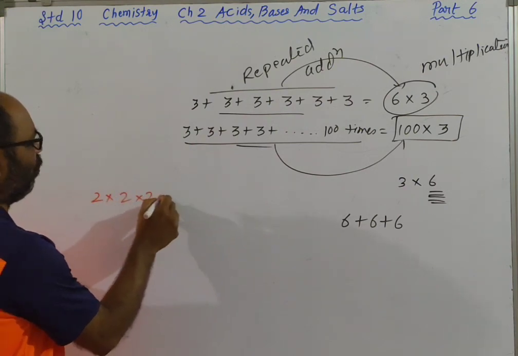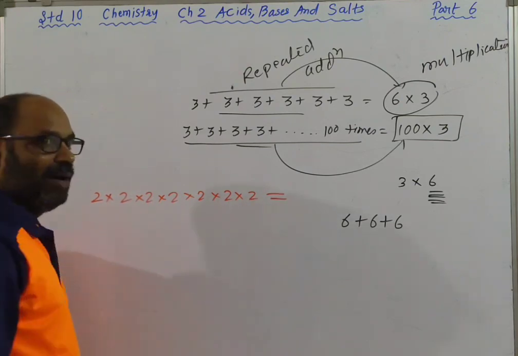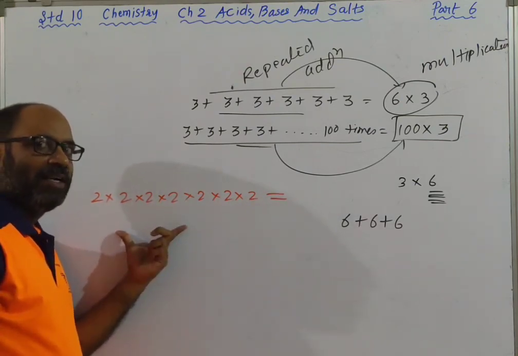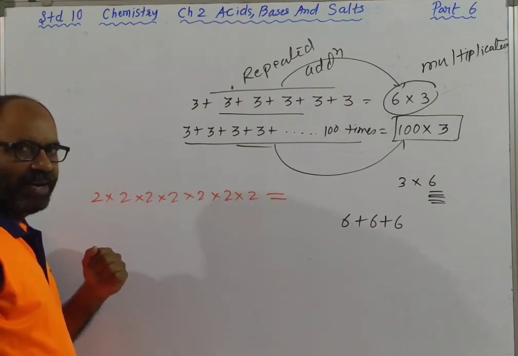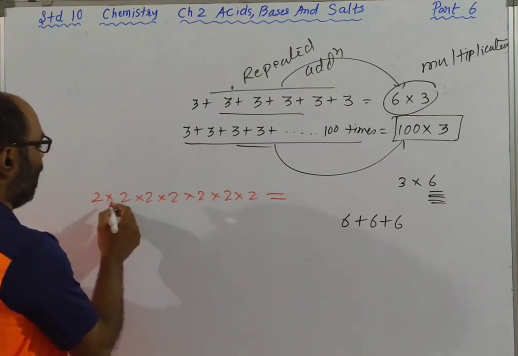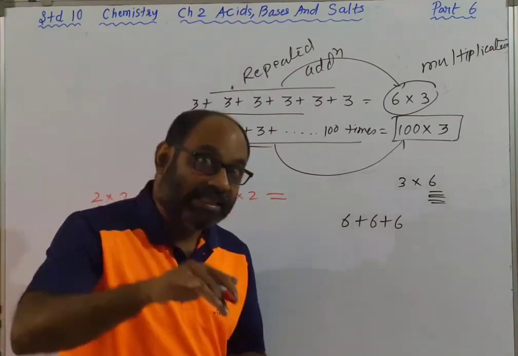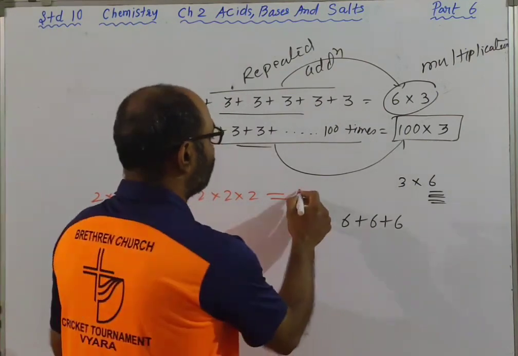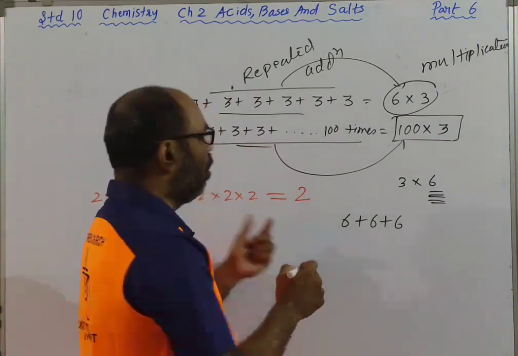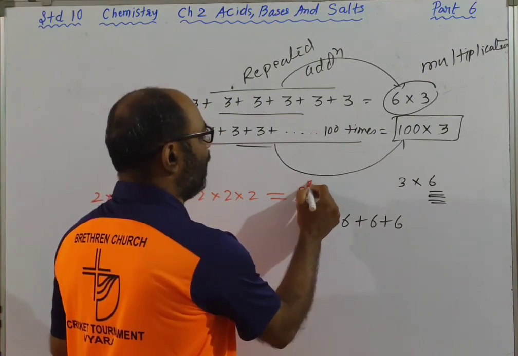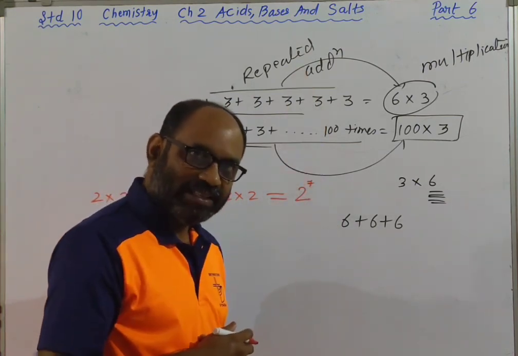2 into 2 into 2 into 2 into 2 into 2 into 2. Once again, this is 2 repeatedly multiplied with itself. Can you express it in brief? Yes, mathematicians showed: 1, 2, 3, 4, 5, 6, 7. So 2 is repeatedly multiplied with itself 7 times. So that is expressed as: the number which is being multiplied repeatedly, and the number of times multiplied is written in the top corner, in a figure smaller than 2, that is 7.